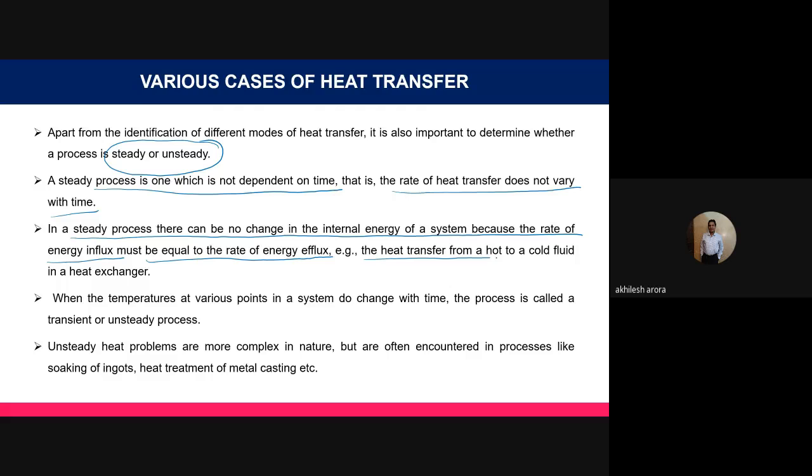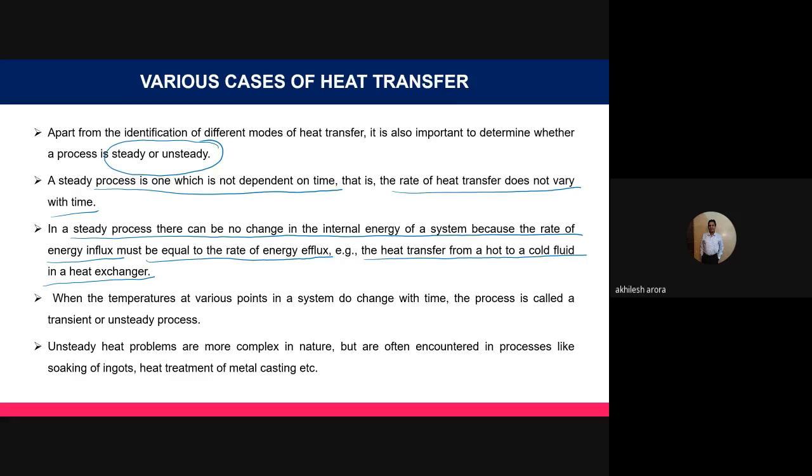That is the heat transfer from a hot to a cold surface in a heat exchanger. If you are considering a steady case, there is one fluid entering a heat exchanger from the left side and going out from the right-hand side, and there is heat transfer between the two fluids. In a heat exchanger there are always two fluids. So that is an example of steady-state heat transfer.